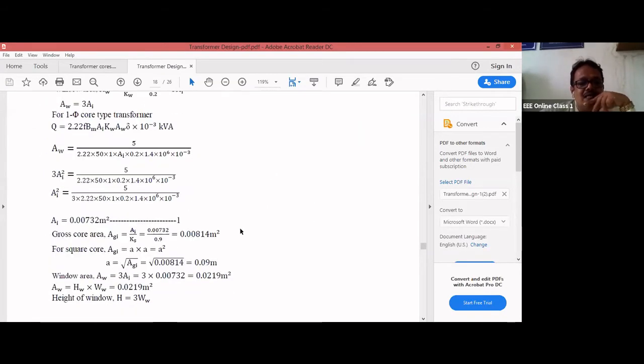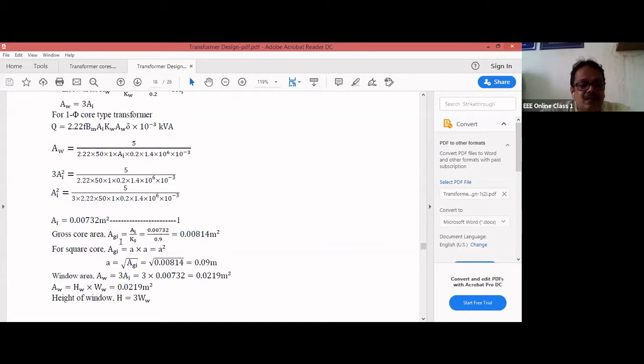And we know the relation here: AI is nothing but KS into AGA. So first you calculate the gross core area. Gross core area AGA is nothing but AI by KS, since AI is KS into AGA. So net iron core area is KS into AGA, where AGA is the gross core area, which includes the net iron area plus insulation. AI is the net iron area, only the pure iron part. KS, the stacking factor, represents the percentage of insulation.